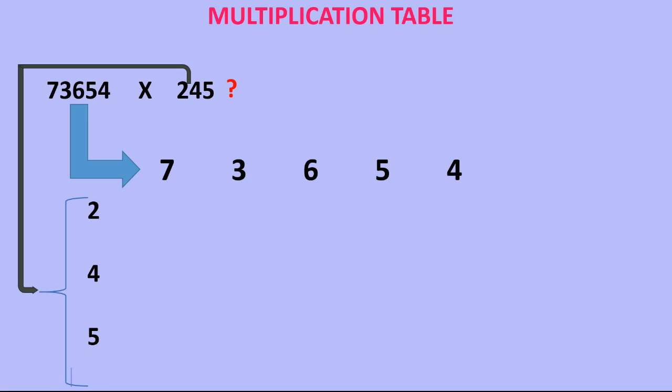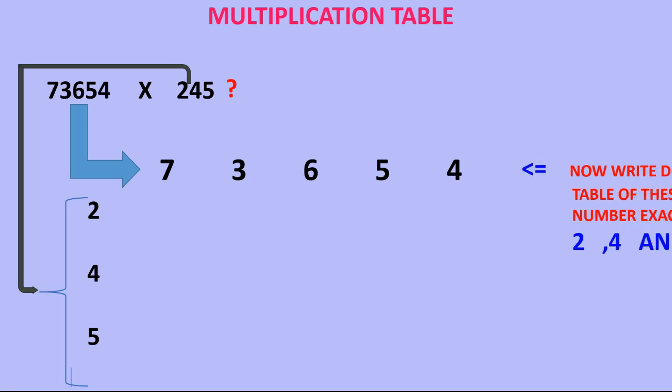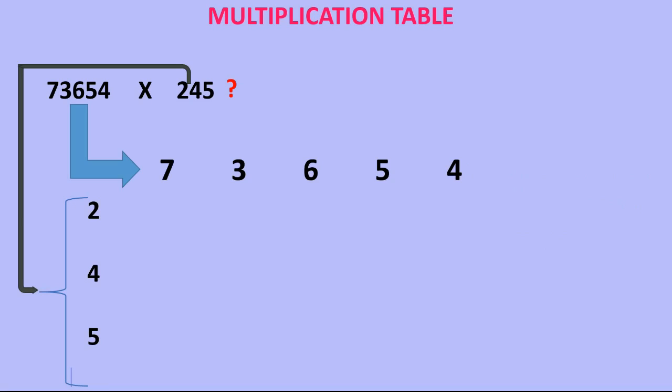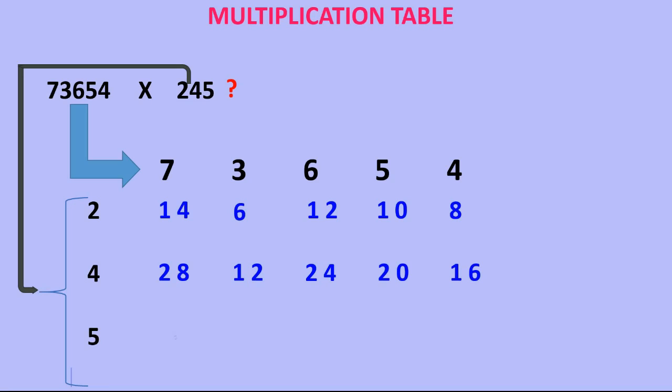Now what you have to do is the same thing. Write the table of this number, exactly of 2, 5 and 4. That means we have to multiply this 7 with 2, 3 with 2, like 7 twos are 14, 3 twos are 6, like that. Okay, 7 fives are 35, 3 fives are 15, 6 fives are 30, and 5 fives are 25, and 4 fives are 20.